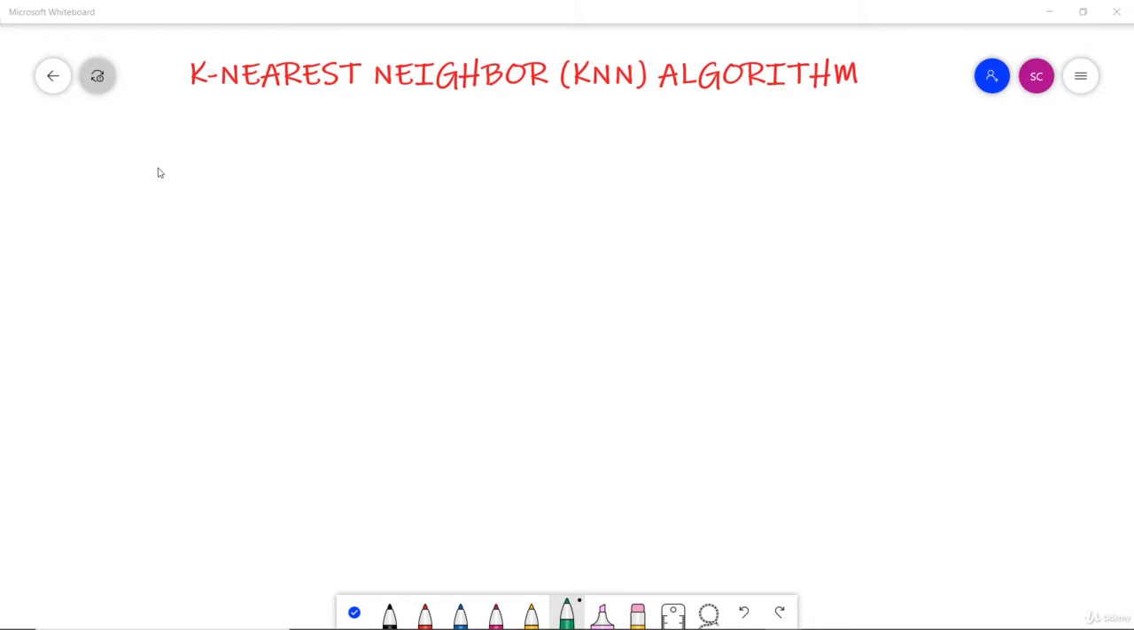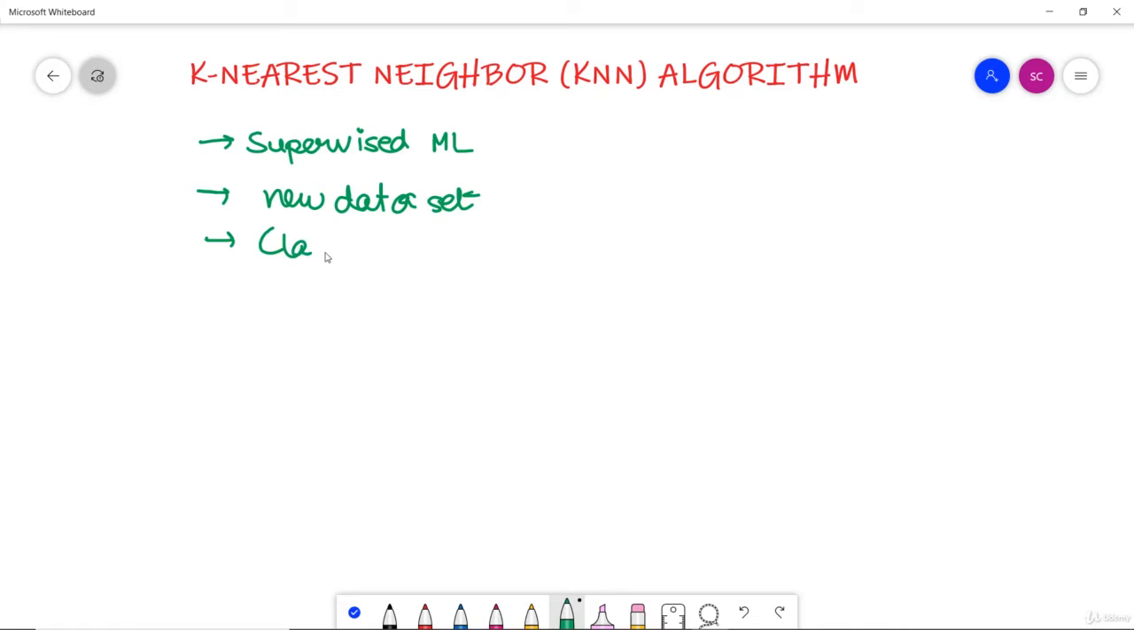Now we are going to discuss the K nearest neighbor, or KNN, algorithm of machine learning. It is one of the simplest machine learning algorithms and is based on supervised machine learning. This algorithm assumes the similarity between the new case and the available cases, and puts the new case into the category that is most similar to the available categories. So that means it operates on a new data set. Also, the KNN algorithm can be used for regression, but mostly it is used in classification problems.